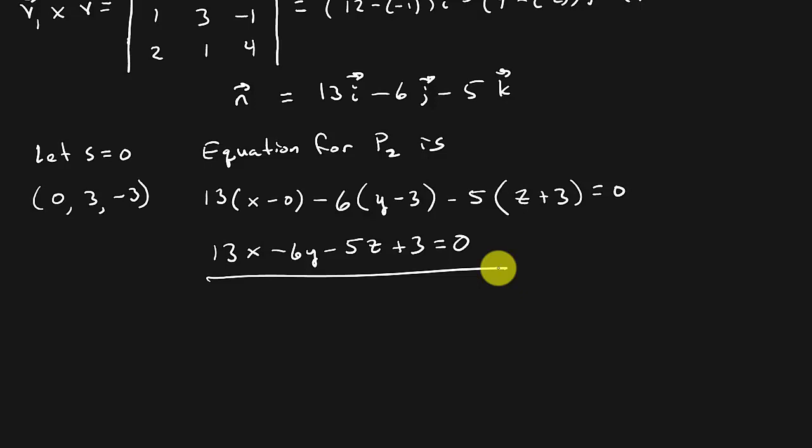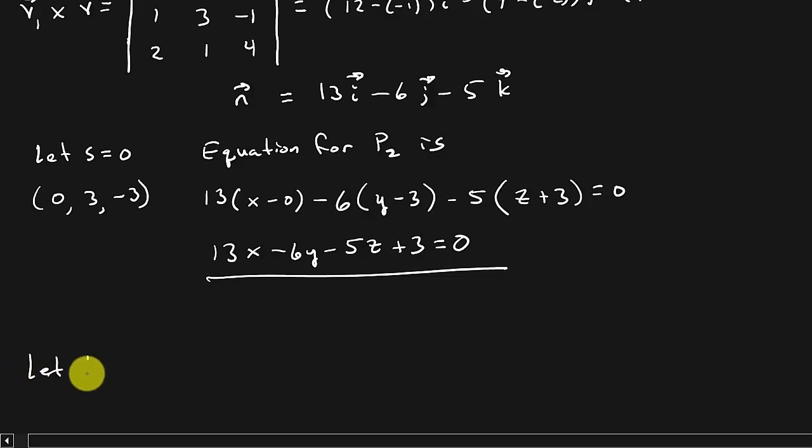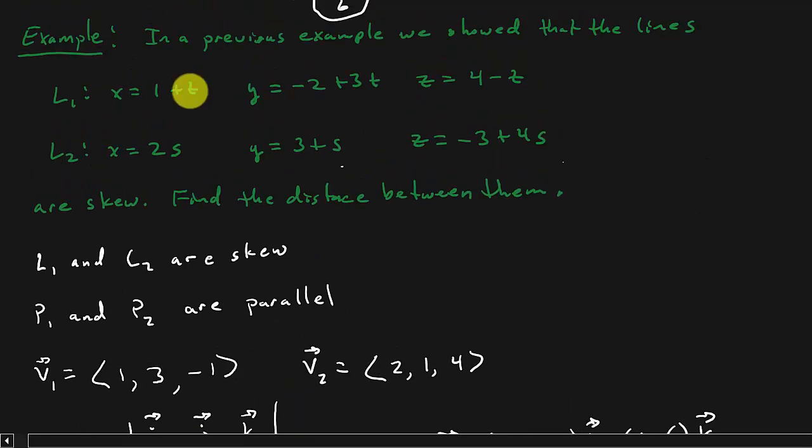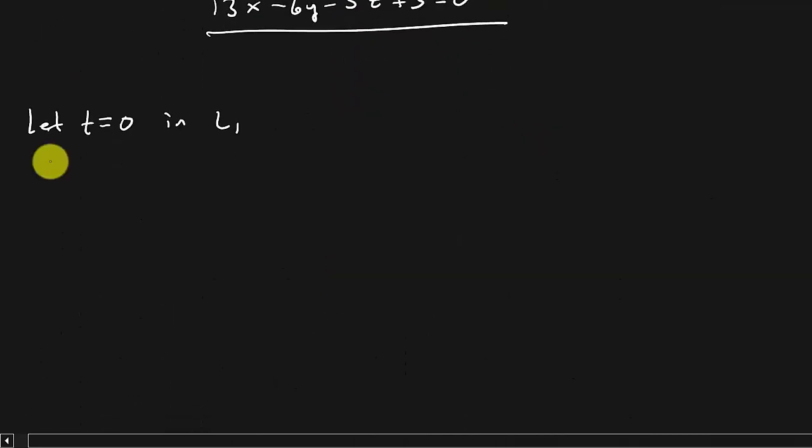Now, what do we need? Now we need a point from the other plane. So to do that, I'm just going to let t equal 0 in L1. I let s equal 0 in L2, but here I'm going to let t equal 0 in L1. So I plug the 0 in for t. That's going to give me 1, negative 2, 4. You see that? So that's going to be the point 1, negative 2, 4.